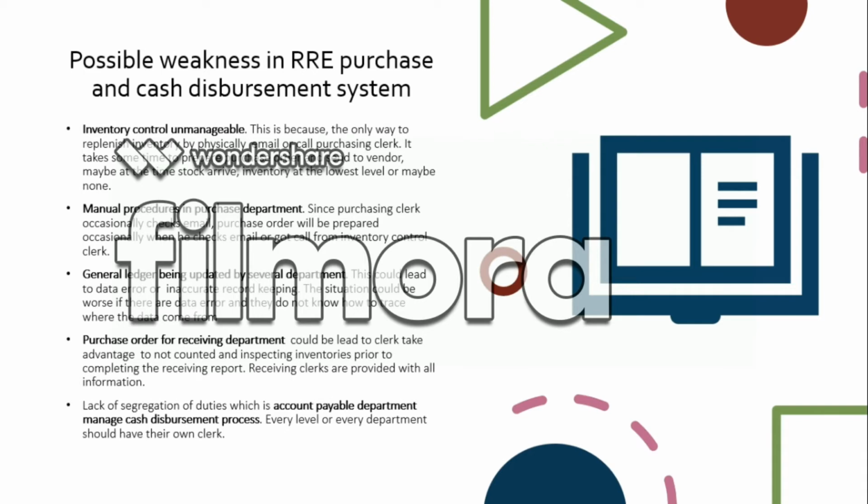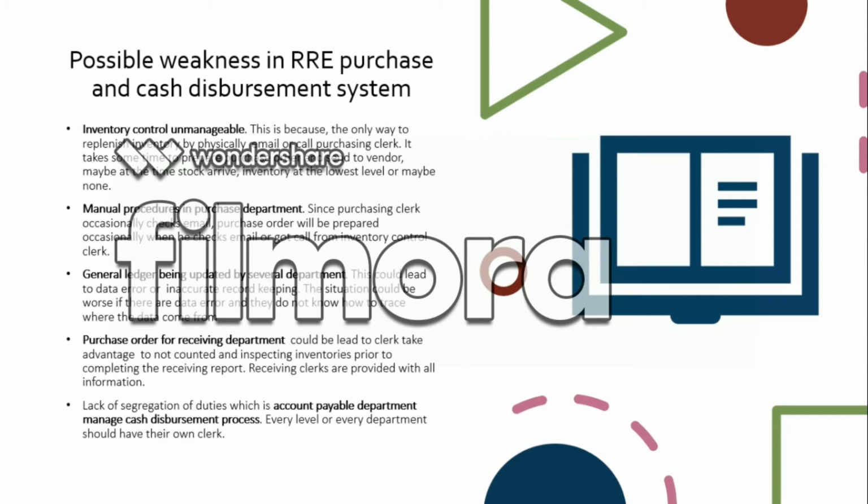Next, manual procedure in the purchasing department. Since the purchasing clerk only occasionally checks email, the purchase order will be prepared only occasionally, when he checks email or gets a call from the inventory control clerk. Third, the general ledger is being updated by several departments. This could lead to data errors or inaccurate record keeping. This situation could be worse if there are data errors and they do not know how to trace where the data come from.